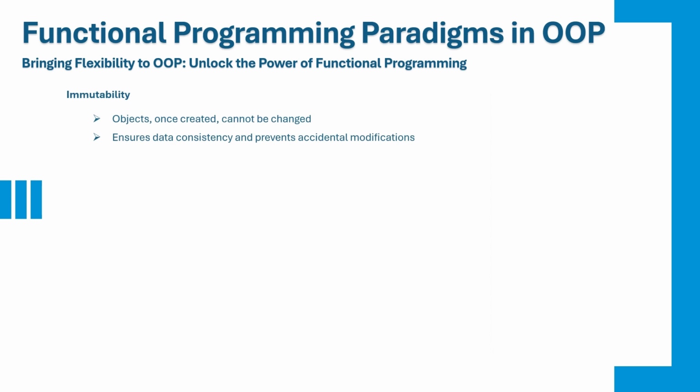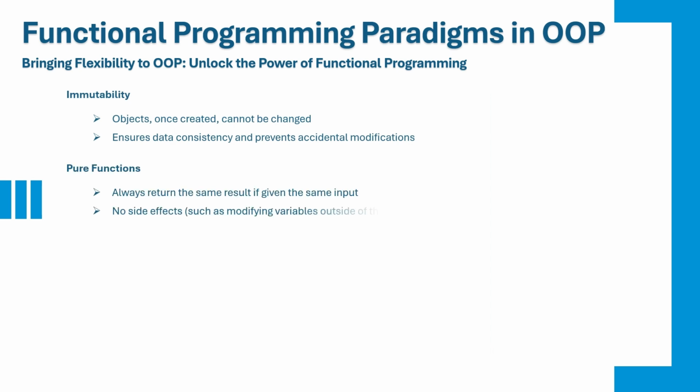Next, let's talk about pure functions. A pure function is one that, given the same inputs, will always produce the same output and doesn't cause any side effects, meaning it doesn't change anything outside of itself, like changing global variables or modifying objects outside its scope. Pure functions make your code easier to understand, debug, and test as they are completely predictable.